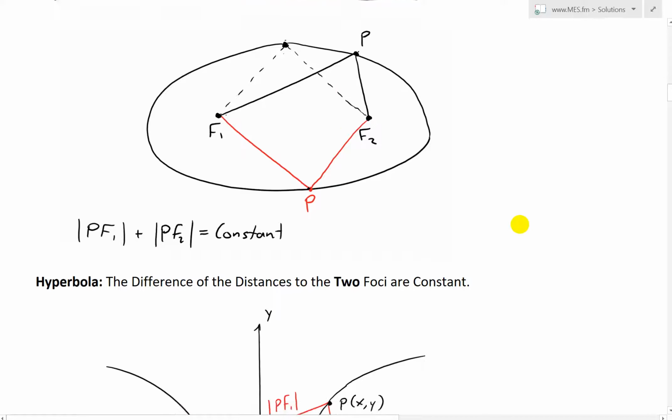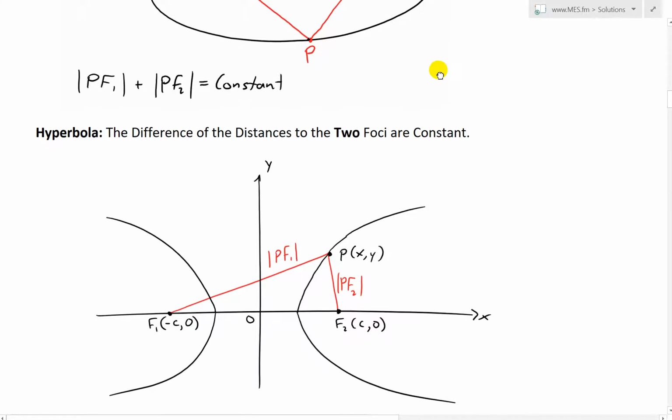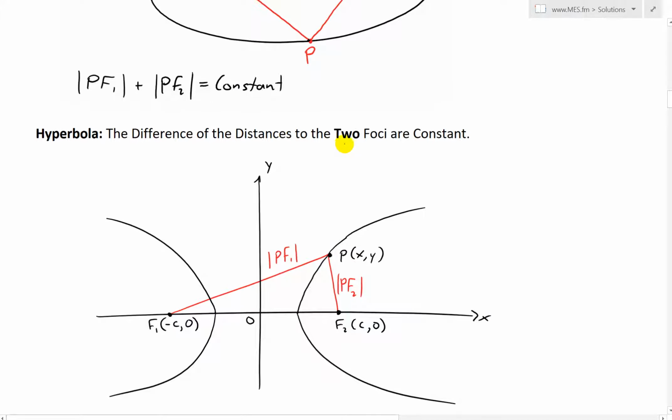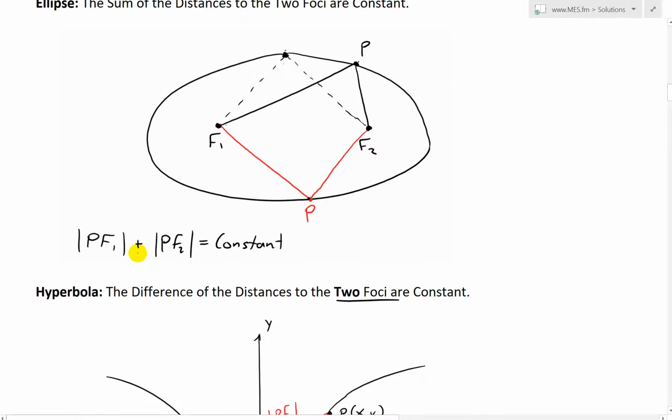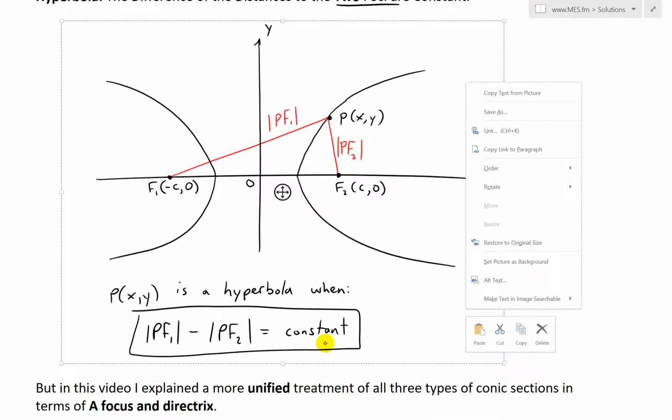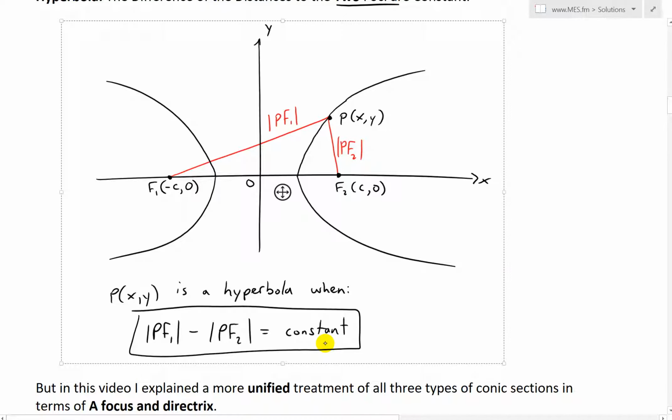Now the hyperbola. Recall that the hyperbola was defined as the difference of the distances to the two foci being constant. Similar to the ellipse, instead of addition, we're looking at subtraction. So this is the set of all points across here, and if you have a point here, the difference in these distances, PF1 minus PF2, is equal to plus or minus a constant, depending on which you subtract from which.